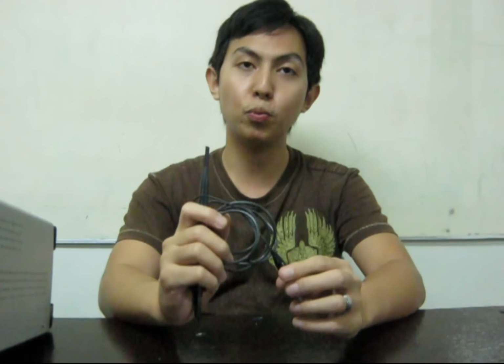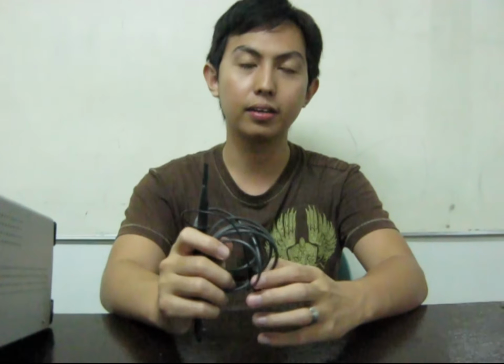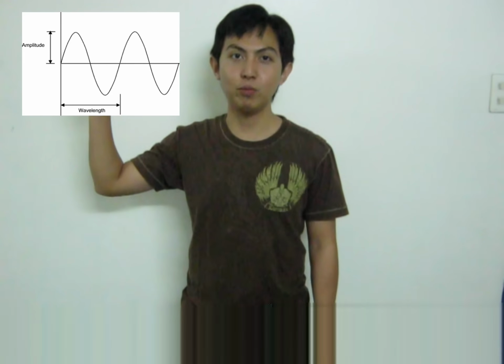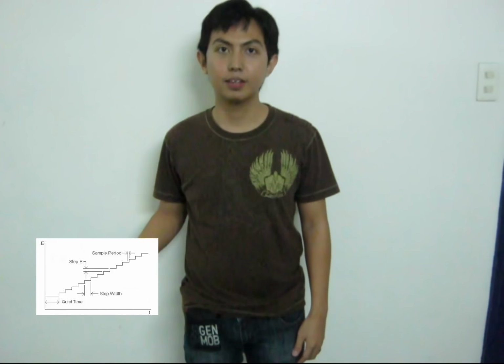For you to use the oscilloscope, you need this test probe. So this test probe is specialized and expensive. So please handle them with care. Different kinds of waveforms: sine wave, square wave, sawtooth wave, triangle, step up.